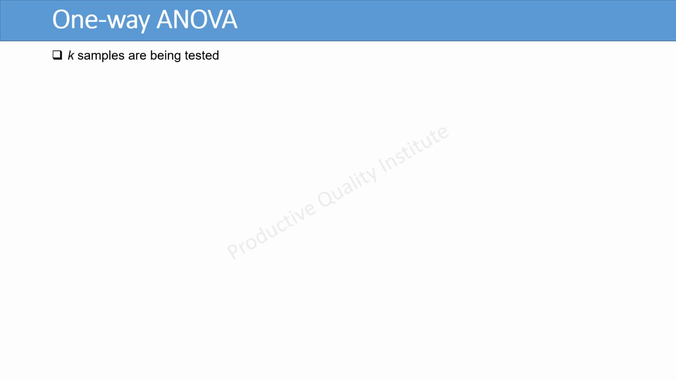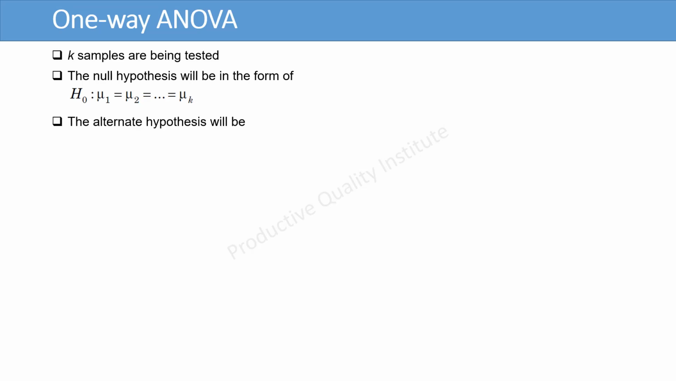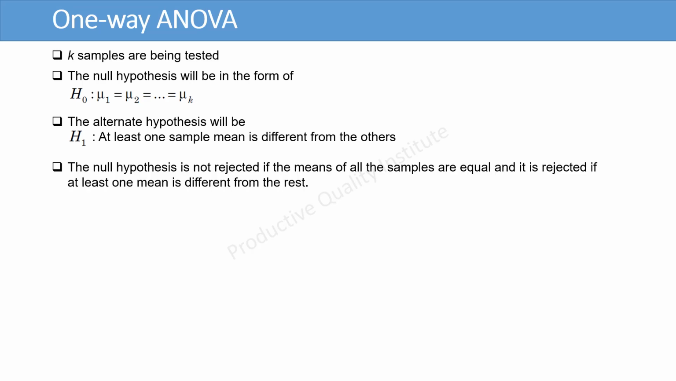Now, we will do one-way ANOVA. We have k number of samples. The k samples are being tested. The null hypothesis will be in the form of H0: mu1 equal to mu2 equal to other mu's, until mu k. The alternative hypothesis will be H1: at least one sample mean is different from the others. The null hypothesis is not rejected if the means of all the samples are equal, and it is rejected if at least one mean is different from the rest.